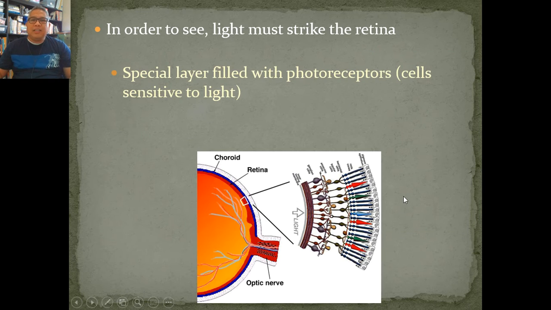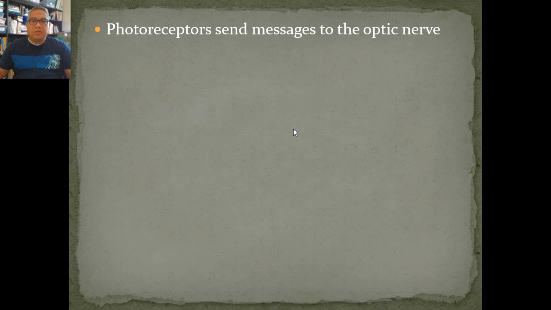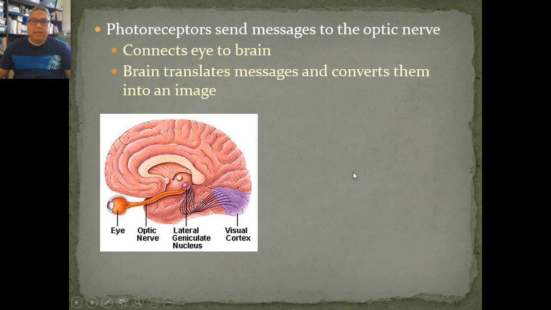Okay, in order to see light, light must strike the retina, a special layer filled with photoreceptors. The receptors will be the ones capturing the information. The receptors are rods, highly sensitive and functioning in dim light, and the cones, which detect color. So again, rods for dim light, cones for color, CC. Photoreceptors send messages to the optic nerve, which connects the eye to the brain. The brain translates messages and converts them into an image.